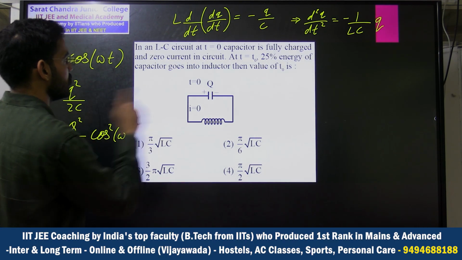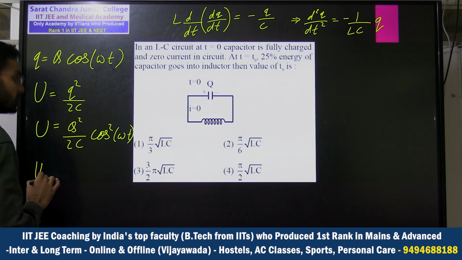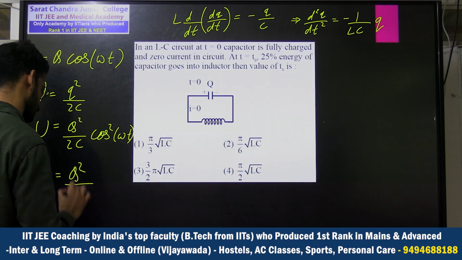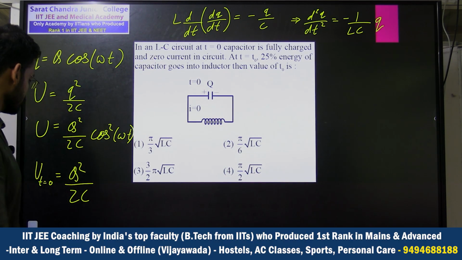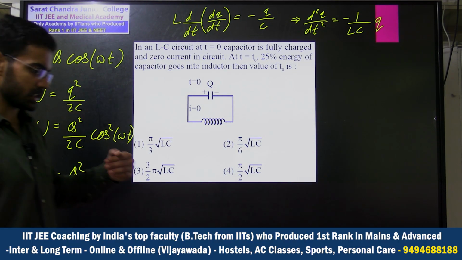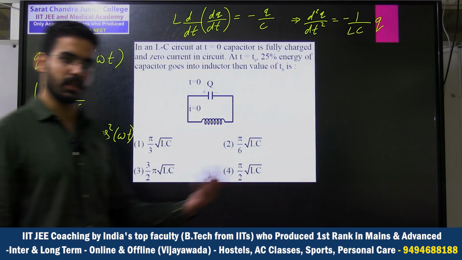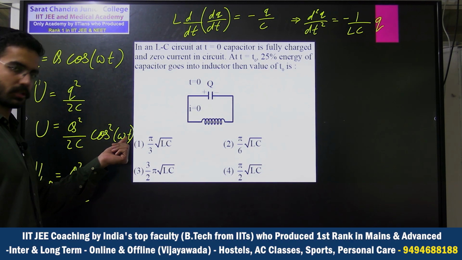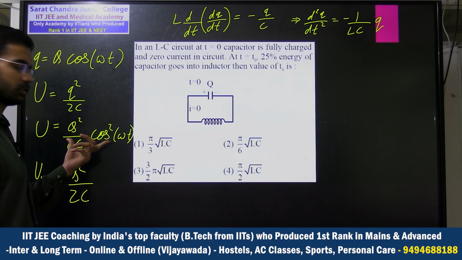If you talk about t equal to 0, U naught, let's call it, or U at t equal to 0, you can put Q square by 2C. That's the energy, obviously. Now he is saying 25% energy went. So how much remaining? 75%. Means when you put t equal to t naught, then this is 75%.